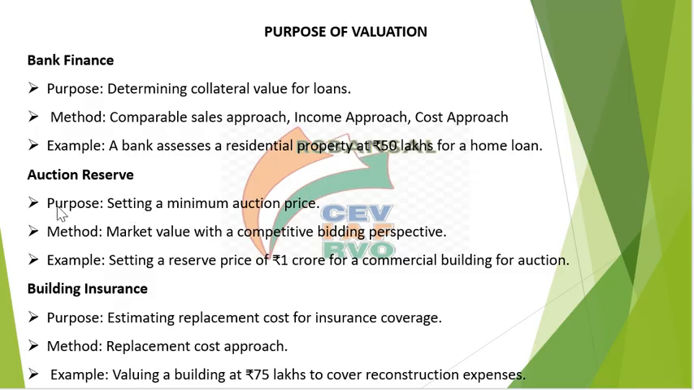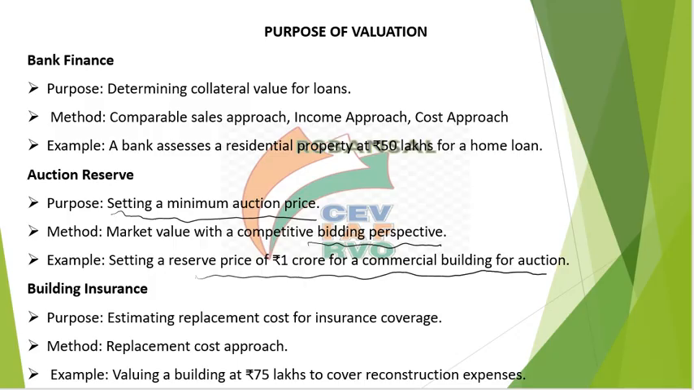Then for auction reserve, here the purpose is setting a minimum auction price. Whenever any auction is to be done, the valuation is to be done by the valuer. The method you may adopt is market value with a comparative bidding perspective. For example, setting a reserve price of rupees 1 crore for a commercial building for auction.